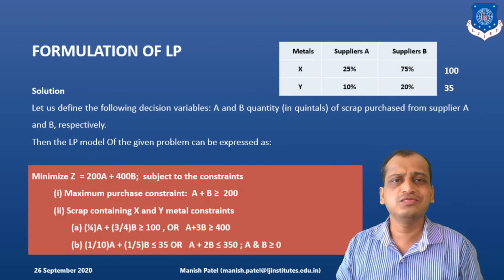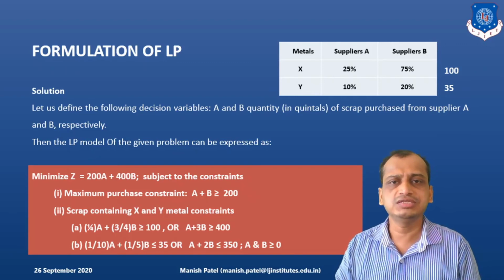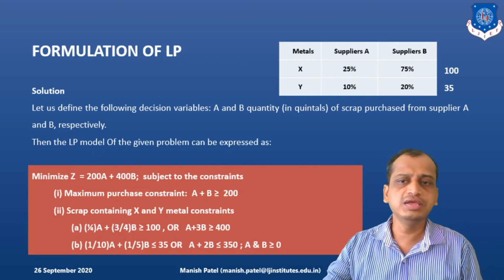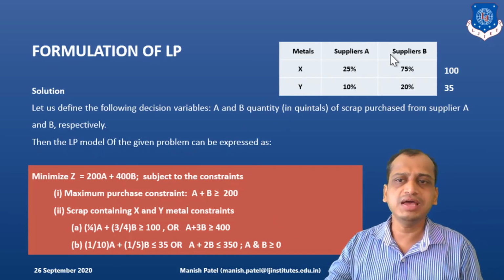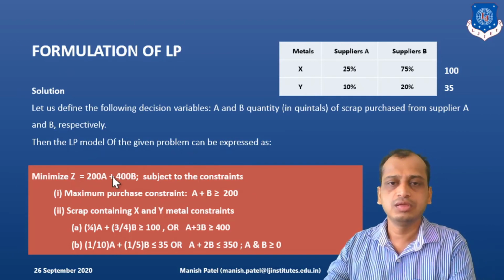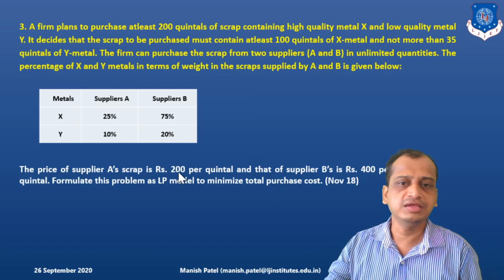First of all, what is the first step? We will define the decision variables. Two decision variables are here, the A and B quantity, in quintal, to be purchased from these two suppliers. The company wants to minimize the cost. Here 200 and 400 are the values: the price from supplier A is 200 and for B it is 400.